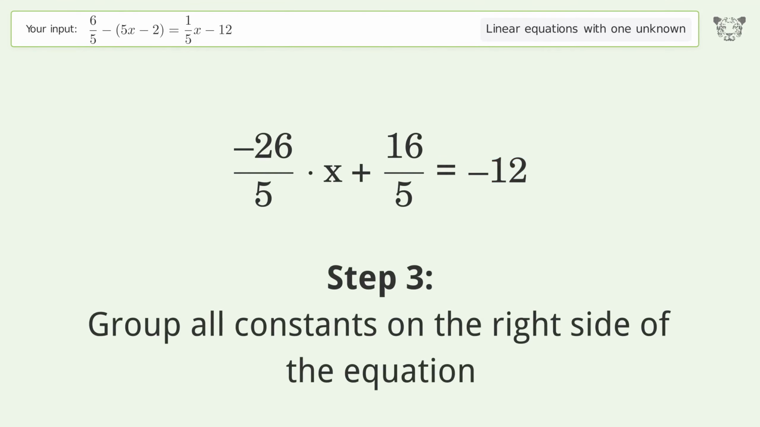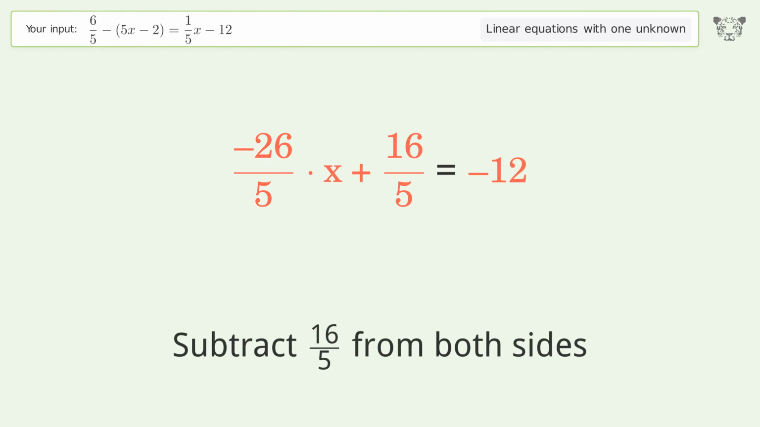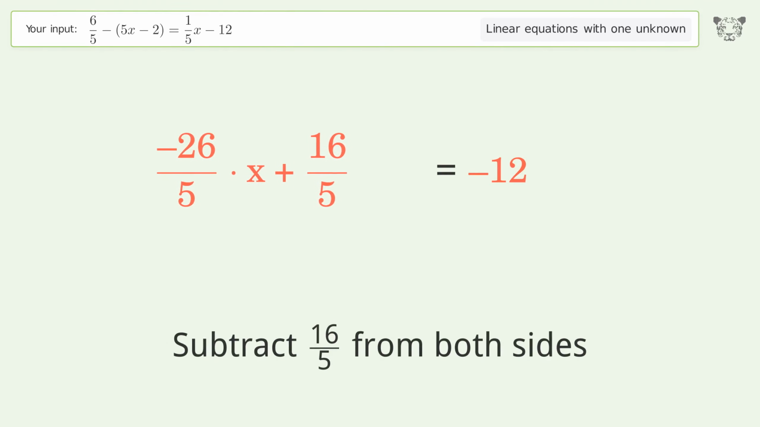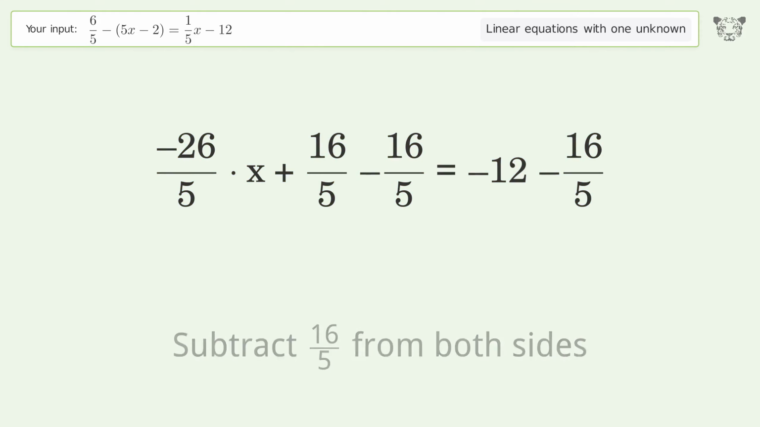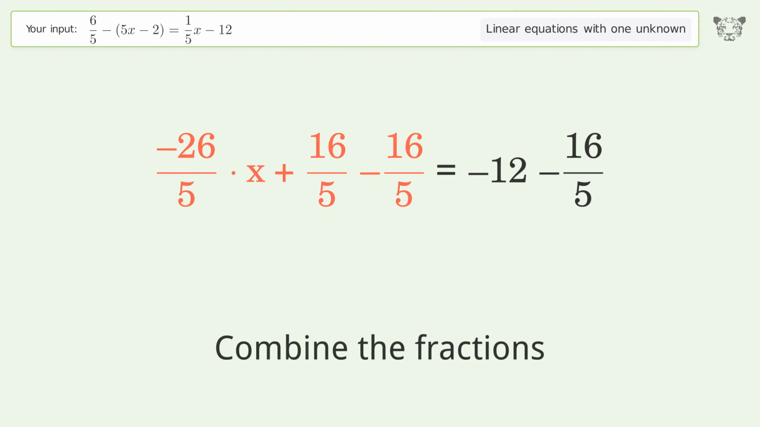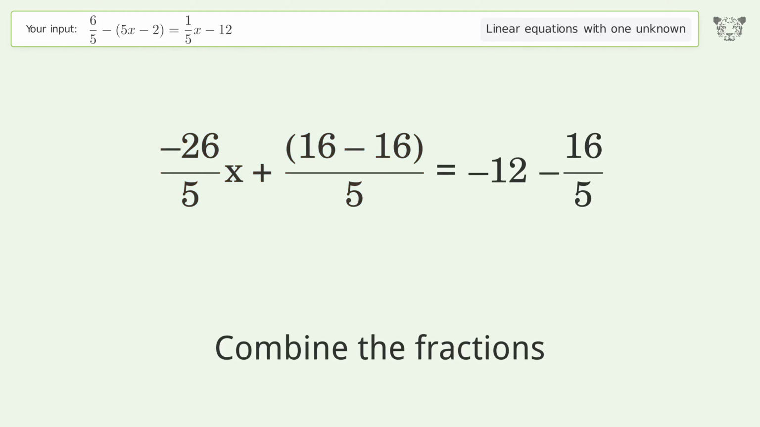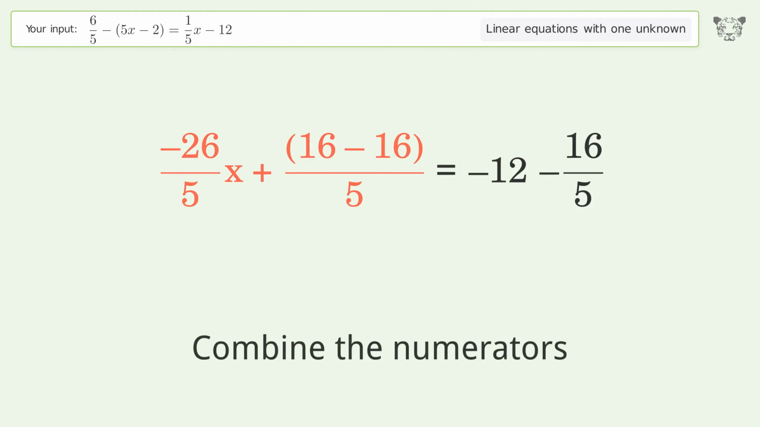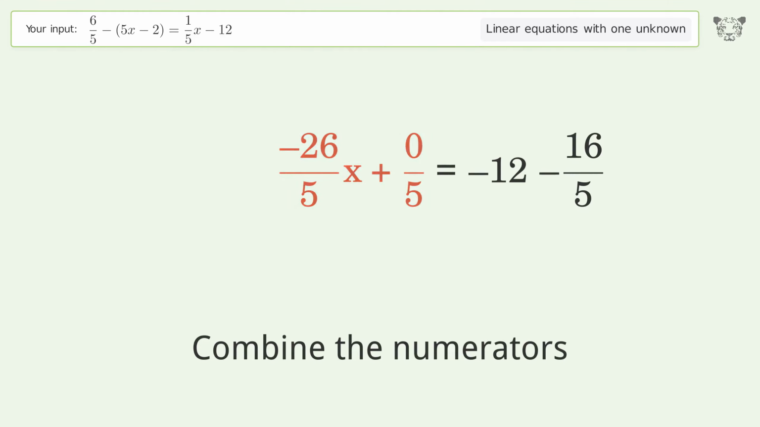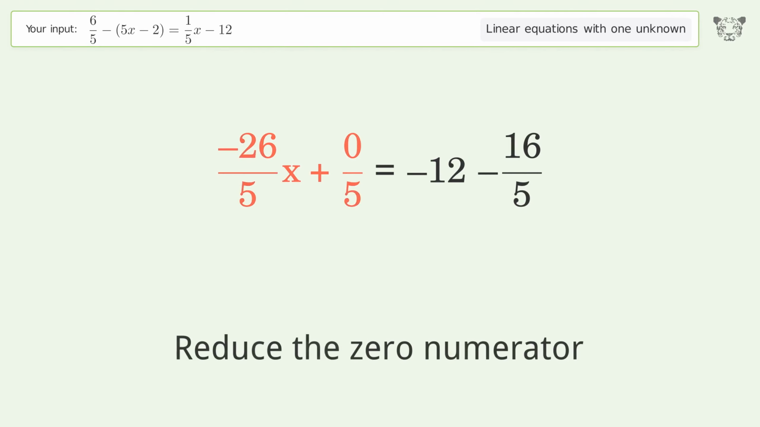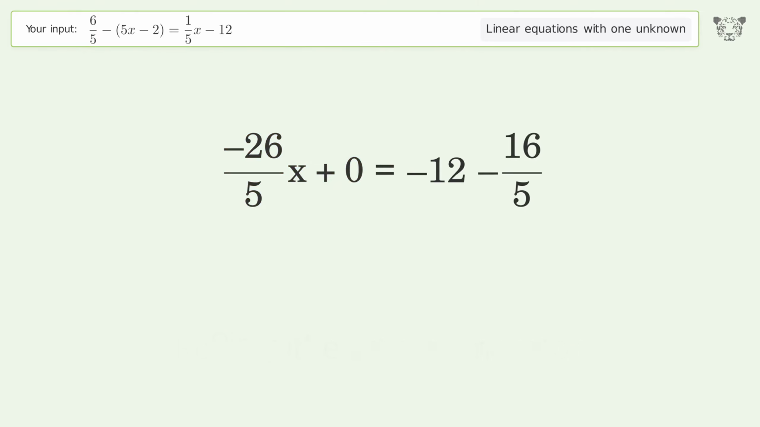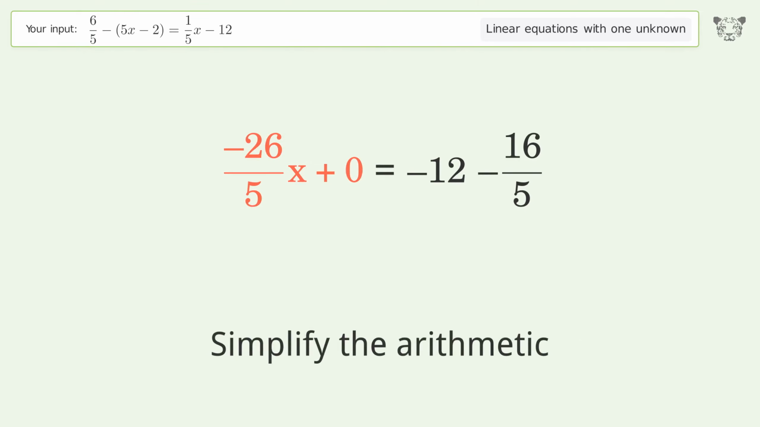Group all constants on the right side of the equation. Subtract 16/5 from both sides. Combine the fractions. Combine the numerators. Reduce the zero numerator. Simplify the arithmetic.